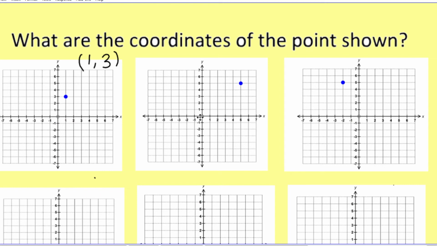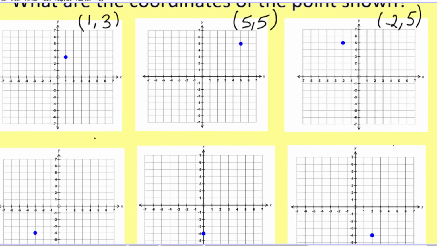The next one, we've gone 5 along the x and up 5. So the coordinates here are 5, 5. This one here, we've come negative 2 along the x. So that's our first number, negative 2. And we've gone 5 up the y. So negative 2, 5.